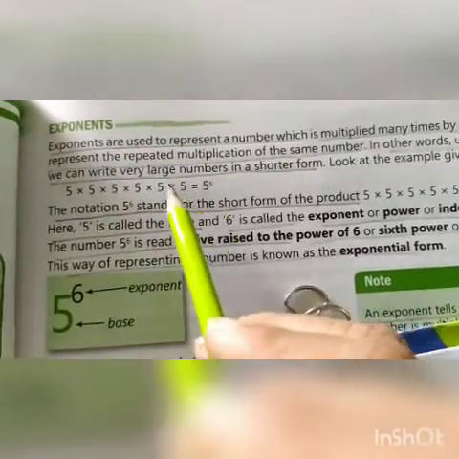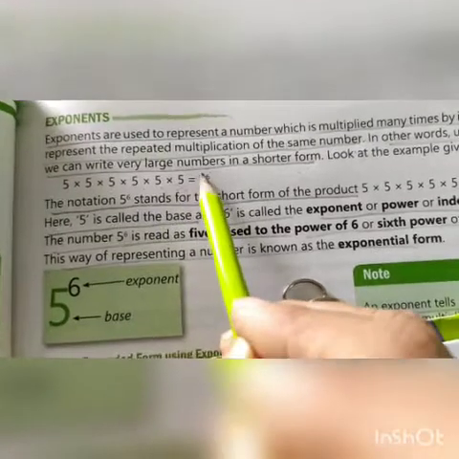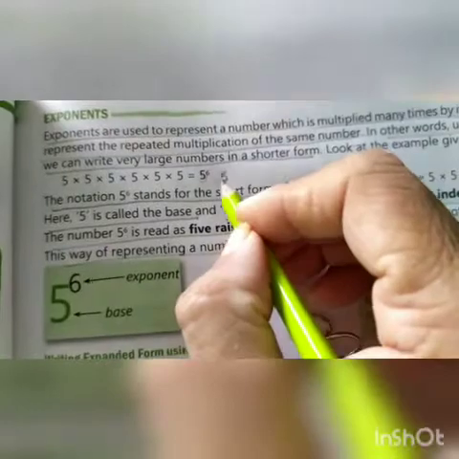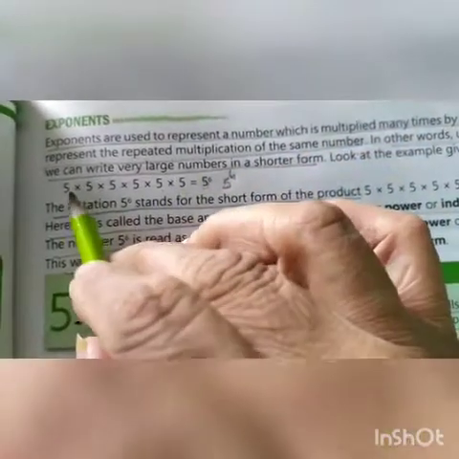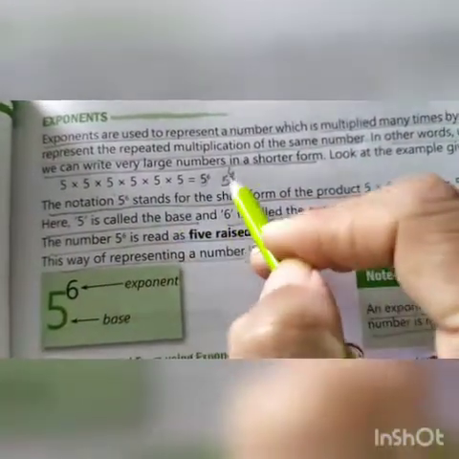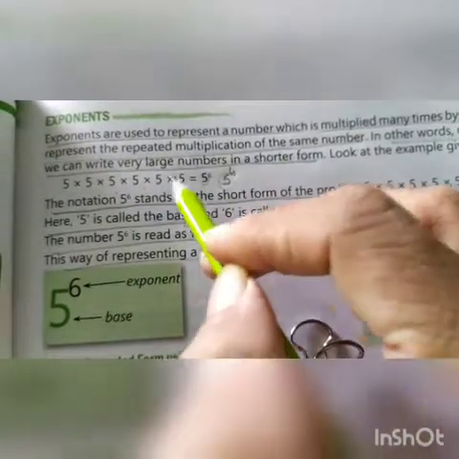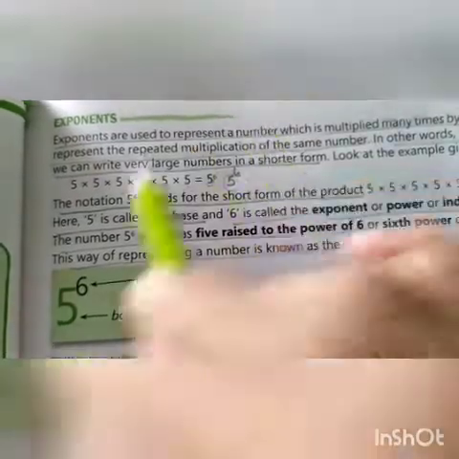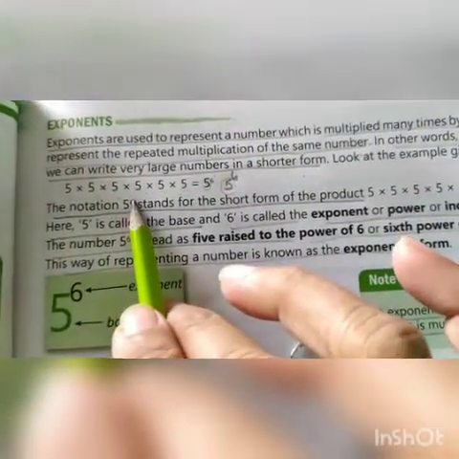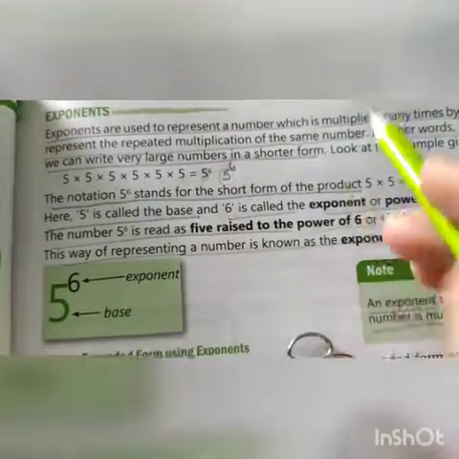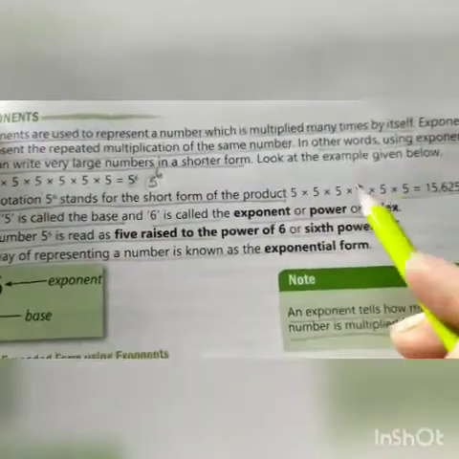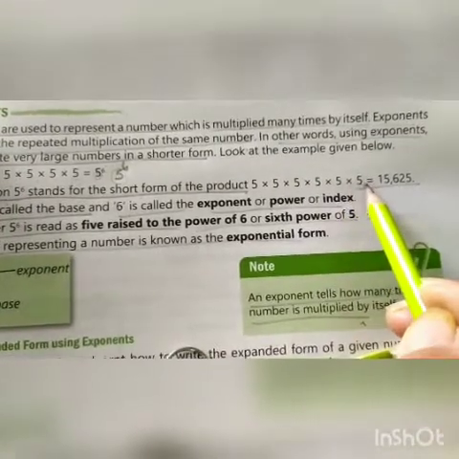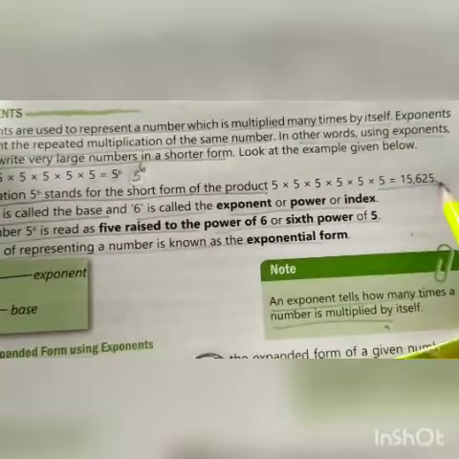So we will write this 5 as the base. We will write it like this: 5 power 6. The number which we are multiplying will be written as the base. And how many times we multiply this number will be written as the power. The notation 5 power 6 stands for the short form of the product 5 into 5 into 5 into 5 into 5 into 5, which is equal to 15,625.